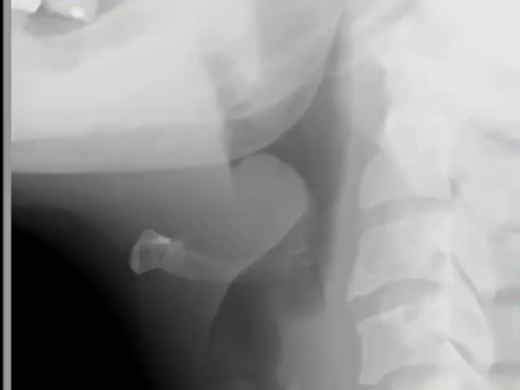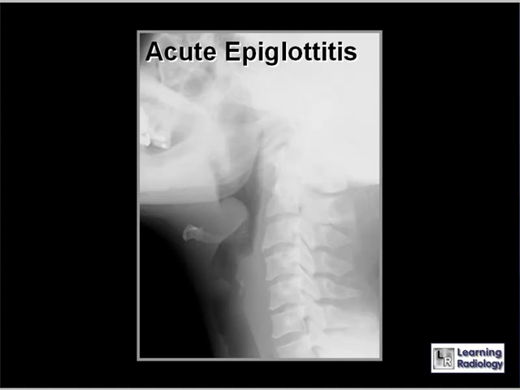Well, if you notice, the epiglottis is markedly enlarged, thumb-like in appearance, and if you said that this was acute epiglottitis, you were correct.